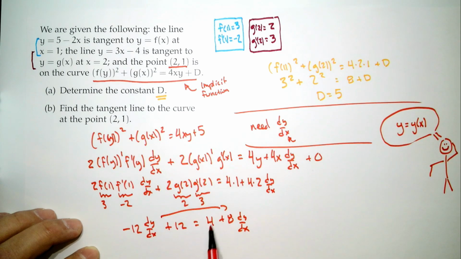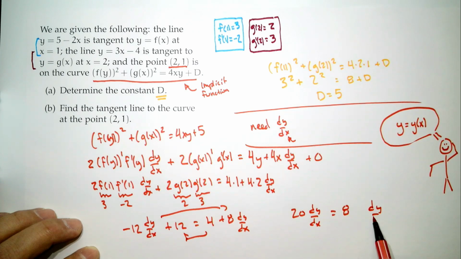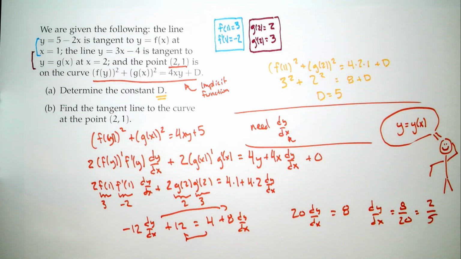So we move stuff around, and we'll get that 20 dy/dx, because you're going to add 12 over, is equal to 12 minus 4, which is 8. So dy/dx is 8 over 20. Well, both are divisible by 4, so 2 over 5. So that's our slope. Now, are we done?